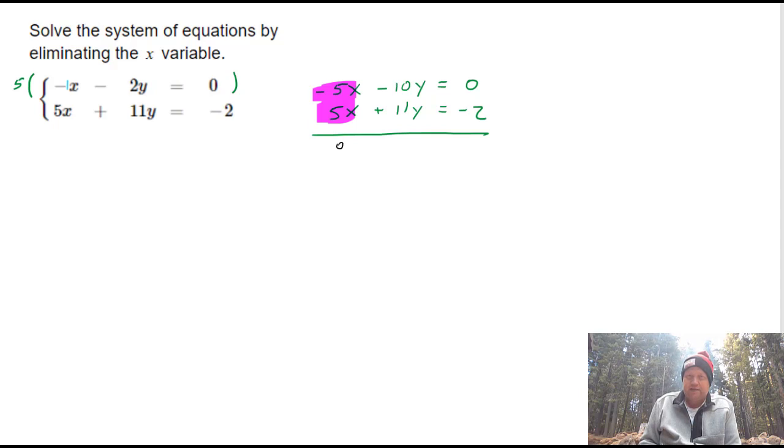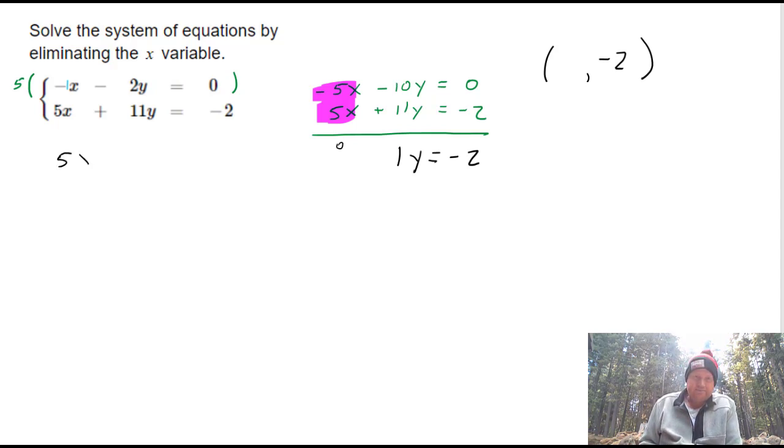And this becomes a positive 1y. 1y is equal to negative 2. I don't have to do anything to it. Y is a negative 2. So when I go to build my ordered pair, there's my y. Oh, I guess I'll do this in this bottom one here.